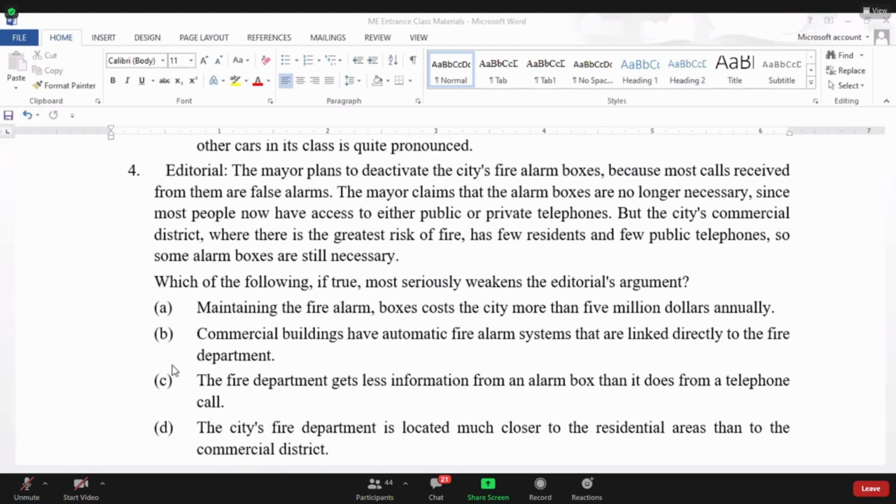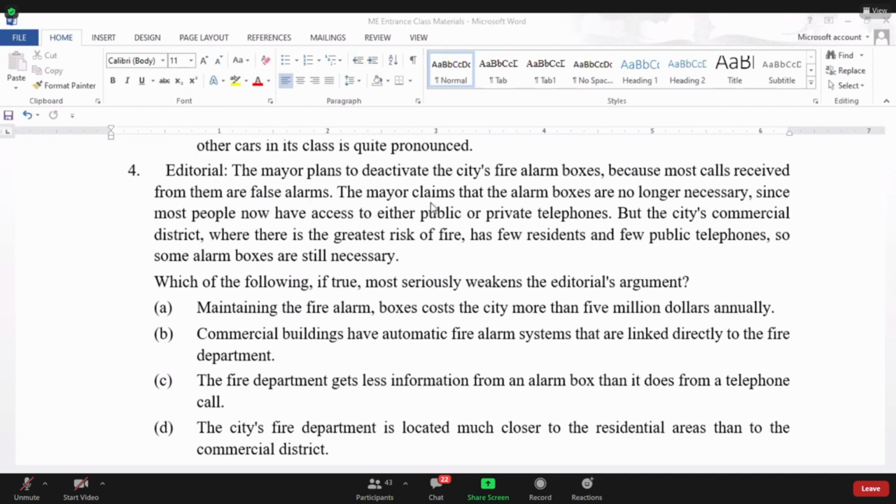One student has selected C and you have selected B. Now let me tell you. See, the mayor plans to deactivate the city's fire alarm boxes. This is the plan of the mayor. What is the plan? That the city's fire alarm boxes are to be deactivated. Why are those fire alarm boxes to be deactivated? The reason is most calls received from them are false alarms.